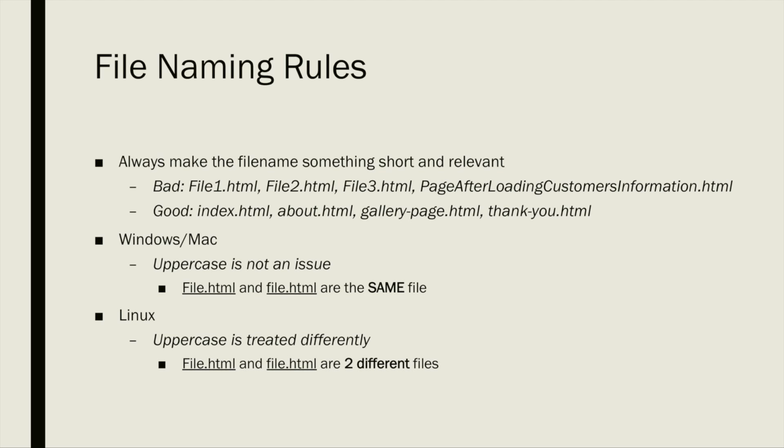When you're naming files, you always want to make sure the file name is something short and relevant. If you're naming files on a numerical system, such as file 1, file 2, file 3, then you're going to get lost trying to find the exact file you need and the exact information in that file because everything is named so similar.